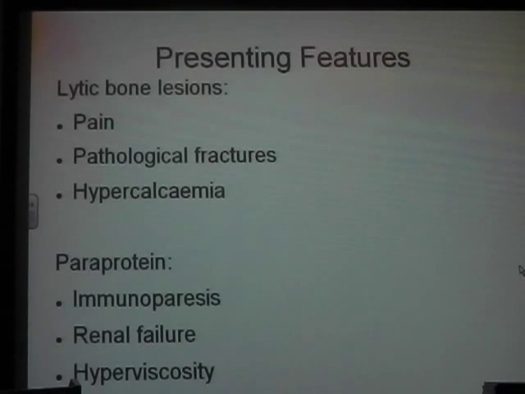Basically, your plasma cells are within the bones. They cause lytic lesions of the bones. So these people will have bone pain. They'll have pathological fractures. What's a pathological fracture? It's a fracture that occurs on minimal trauma. And because you're breaking down a bone, your calcium levels will go up.